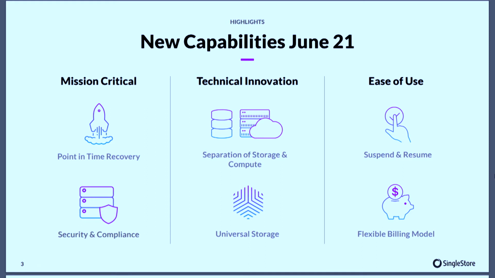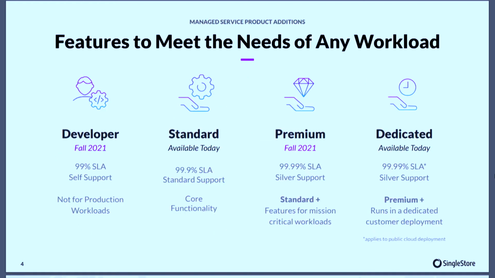And we're working to become the best and easiest to use database in the industry, giving features that give flexibility like suspend and resume and a flexible billing model that lets you give the best TCO of any database service you might use. We're also introducing editions. We have the standard edition, which is what you get today, that has our 3.9s SLA and all the core functionality you've come to know and expect from SingleStore. We also have a dedicated edition that gives you the same core capabilities, but in a more dedicated customer deployment, whether it's on-prem or in the cloud.